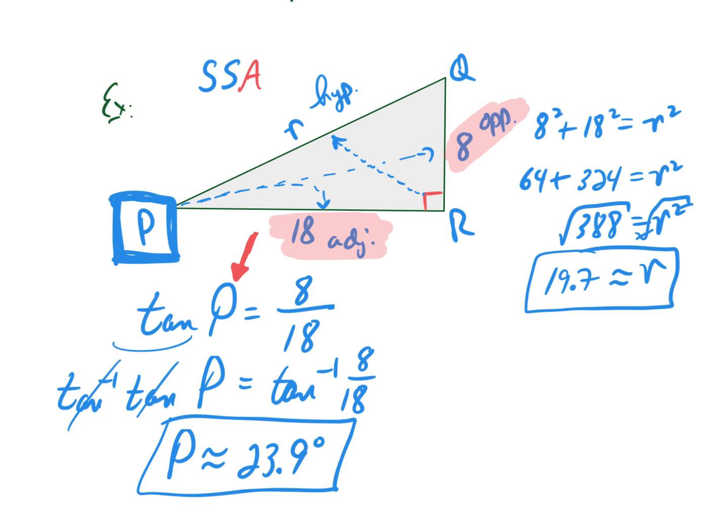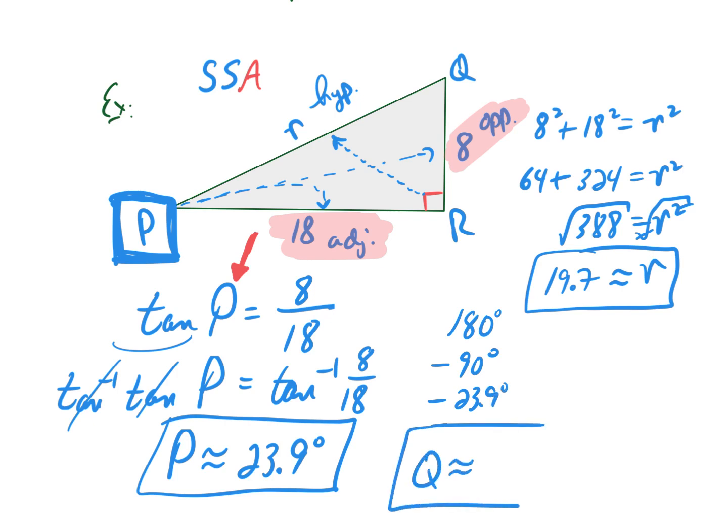Okay, now to find angle Q, we could just keep doing the inverse trig stuff that we just did. Or, remember that the 3 angles add up to 180. So if I subtract away the 2 that I know, what's left over has to be the third angle. So what we're left with then, guys, is about 66.1 degrees. And we have our 3 missing pieces. We started with 3, we found 3. We know every angle, we know every side of the triangle.